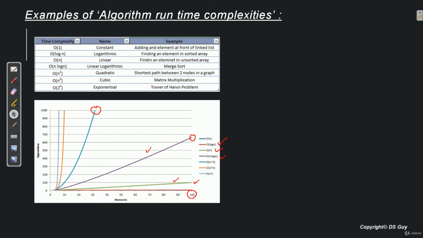Fine, so that was all about some of the examples of algorithm runtime complexities. Now with this, we will end this video. In the next video, let's talk about how to calculate algorithm runtime complexity for a given algorithm.